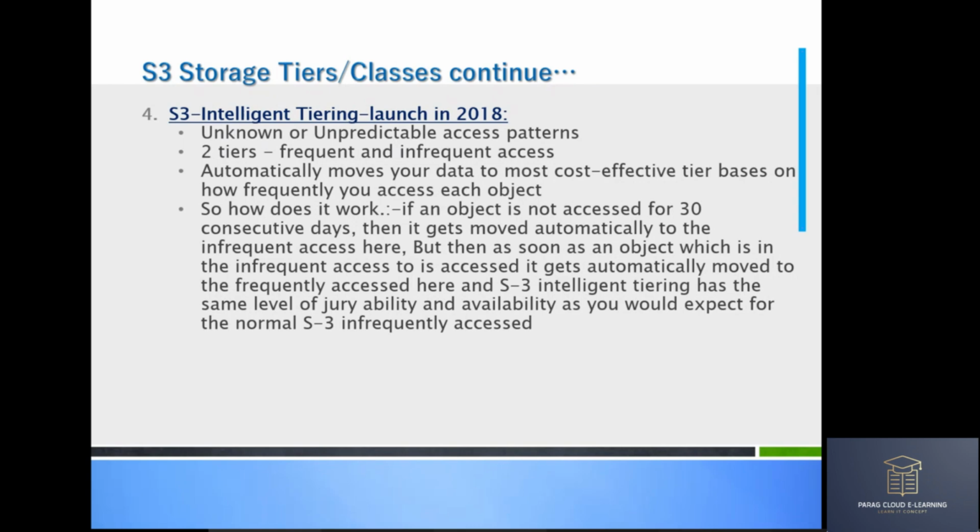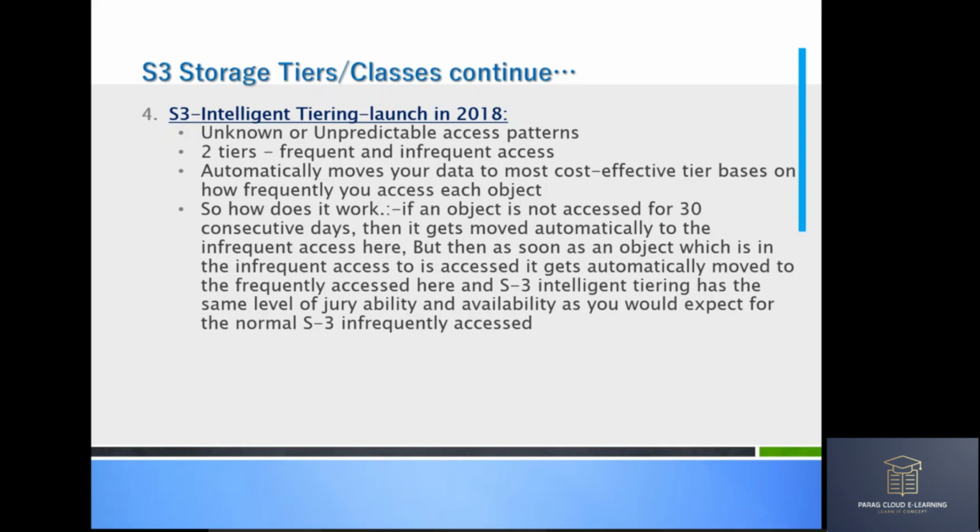So the theory is that it is used for unknown and unpredictable access patterns. Basically, two types come into the picture: frequent access and infrequent access, so S3 Standard and S3 Infrequent Access. It automatically moves your data to the most cost effective tier based on how frequently you are accessing each object, each file. Okay, individual objects, individual files.